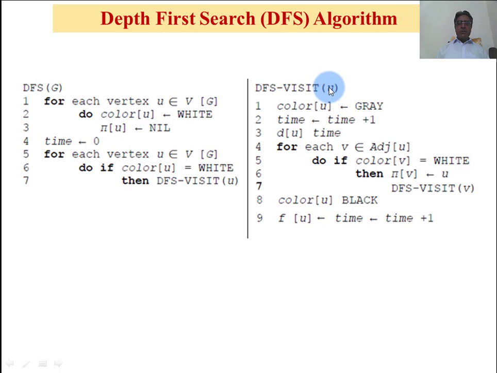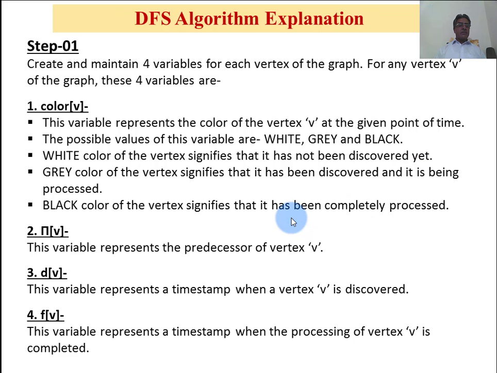Now the v value will be passed to this u, and at the end, when all the adjacent nodes have been processed, color of u becomes black, and final time of u is equal to time, and time plus 1. Time will be incremented, and the incremented value will be stored in the variable time, and this time will be assigned as the final time or the ending time of the node. This was our depth first search algorithm. We will see when we solve the graph using this algorithm.